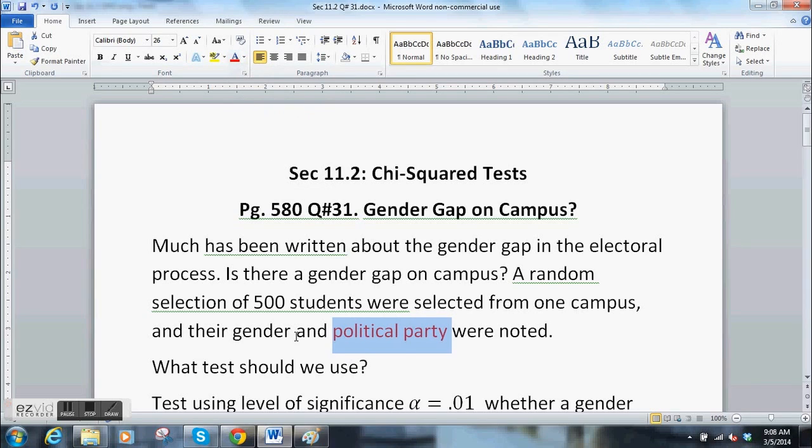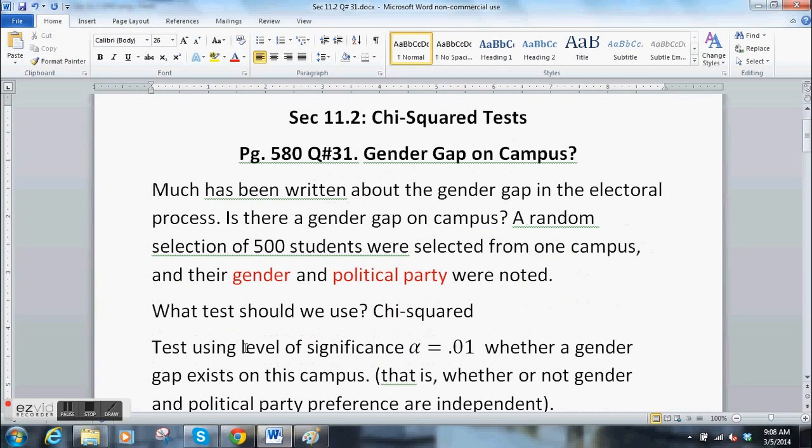Both of these variables are qualitative or categorical variables, so you should use a chi-squared. Obviously, this is in the chi-squared section, so you figured that out. But on a test, your tip-off that this is a chi-squared is you're looking for a relationship between two qualitative or categorical variables. You also see this test uses a significance level of alpha equals 0.01, whether a gender gap exists. That is, whether or not gender and political party preference are independent.